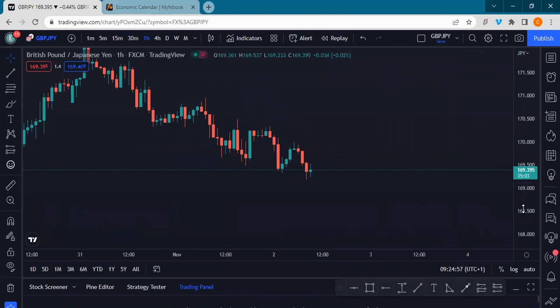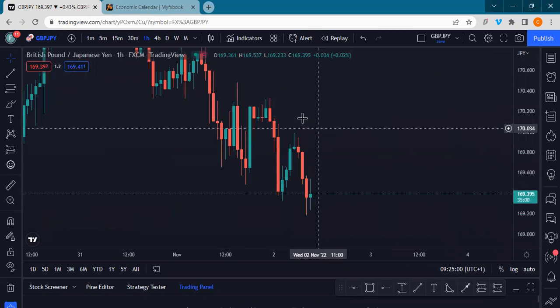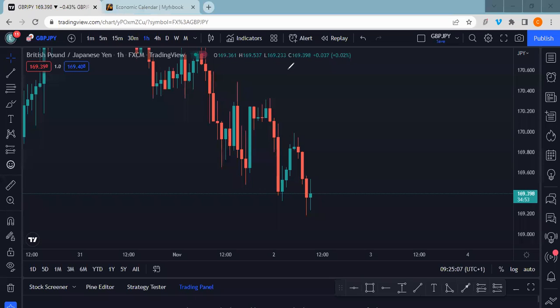Now, how do we capitalize on the lower time frames? So I missed the first entry, but I got the second one, right? So now price has made a low. It went up, it made a high, but this high is lower than the previous high. Now it made another low, right? It went up, it made a high, but this high is lower than this other high.